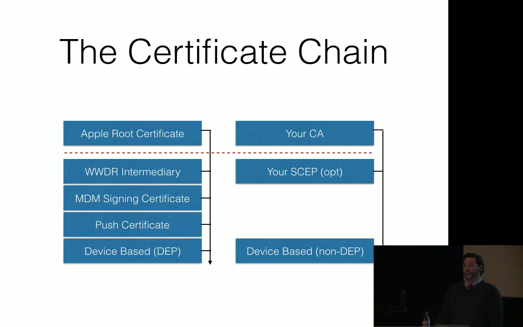Well, we've got a bunch of certificates that we have to deal with. There is the Apple root certificate, which is pretty easy to deal with. It's pretty much installed on every device by default. There's also a WWDR Intermediary certificate. That is for MDM to work. That's so that WWDR, which is worldwide developer relations, can do stuff without having to bug the sysadmins who deal with iTunes and all the other stuff. And then you've got the push certificate and the device-based DEP certificates. On your end, you've got your CA, your SCEP, and device-based non-DEP certificates.